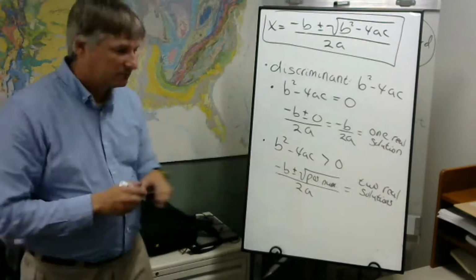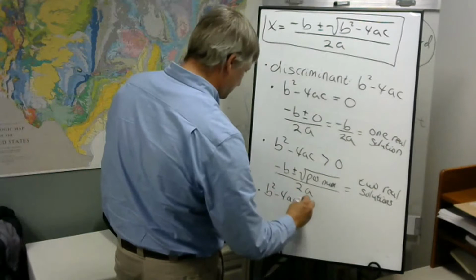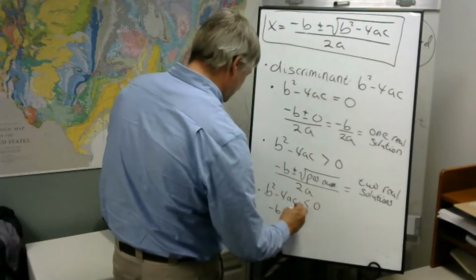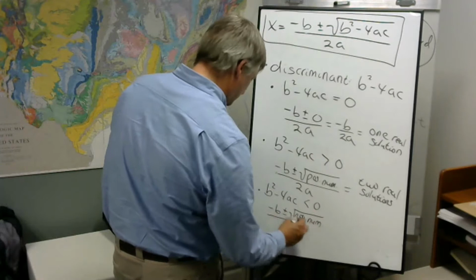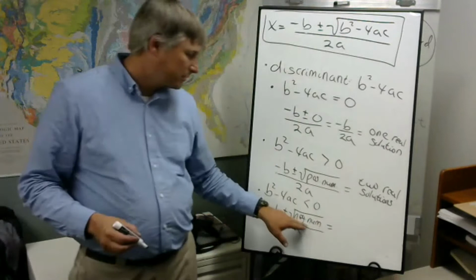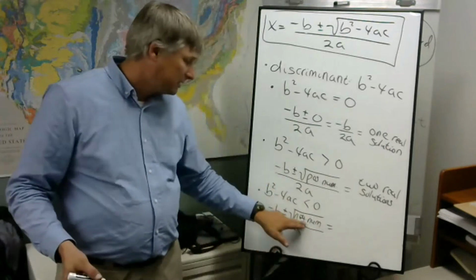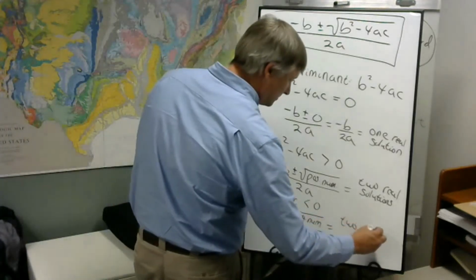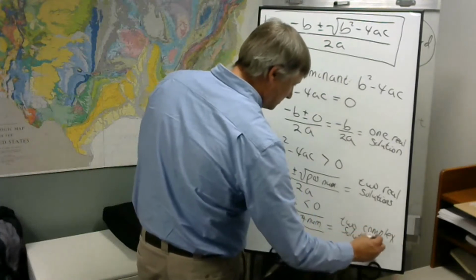But what if this is negative? Well, we're taking the square root of a negative number. That means we're going to get a complex or an imaginary number here. It's going to lead to a complex number. So we're going to get two complex solutions.